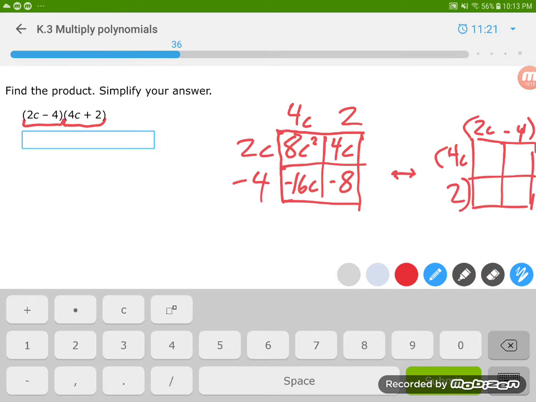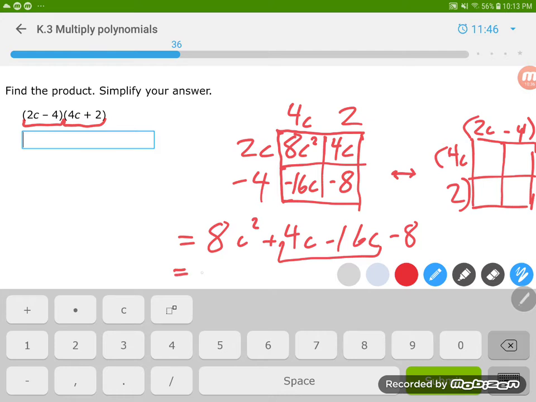Now, notice, when I go to write my answer, I do need to do some simplification here, because I'm going to get out 8c squared plus 4c, just all the terms inside of here, minus 16c minus 8. And if you know like terms, you're going to look at this, you're going to say, well, these are like terms, right? It's a c and a c. So those can be combined together, which would ultimately give me something like 8c squared. And then 4c and negative 16c, well, that's just going to make a negative 12c and a minus 8. The minus 8 just came down and was tacked on. And so that is my final answer.